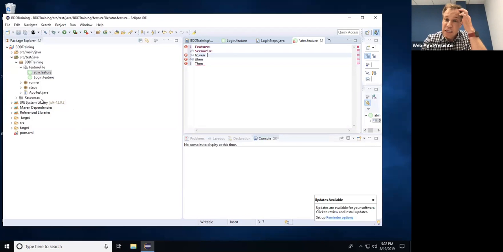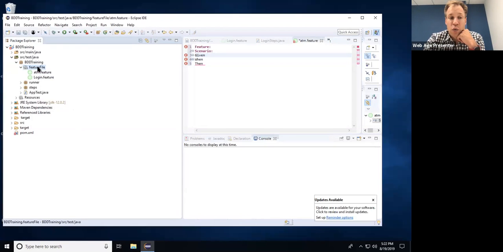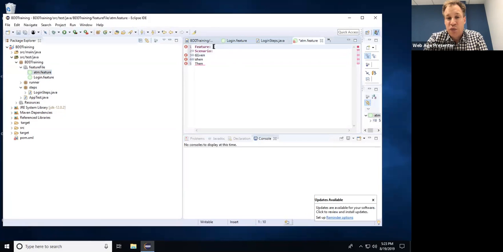Now, in order to create automated testing, you need two different types of files. You need a feature file, which would define the test that you want to set up. And you need steps files down here, which are the actual code that will run to make sure that the tests pass or fail. They're pretty simple. Here is the feature file for an ATM feature that I'm going to test. You'll notice I have the five keywords: feature, scenario, given, when, and then.